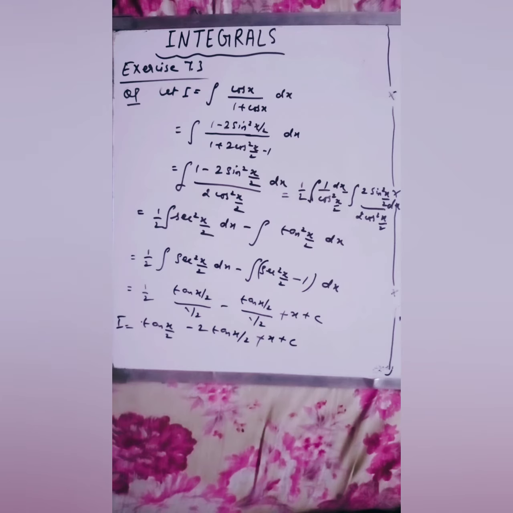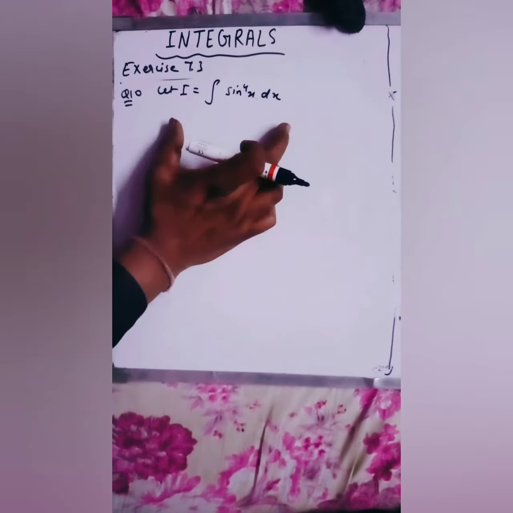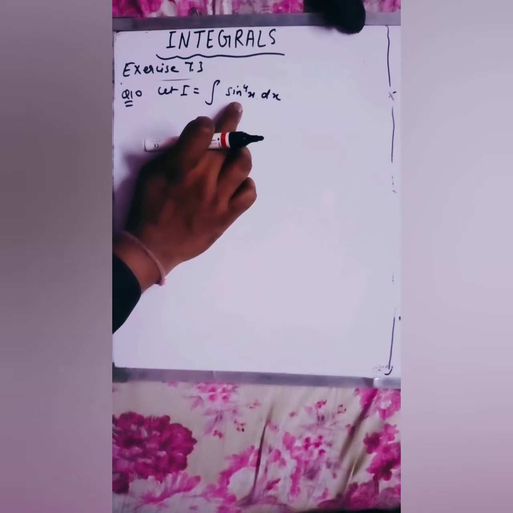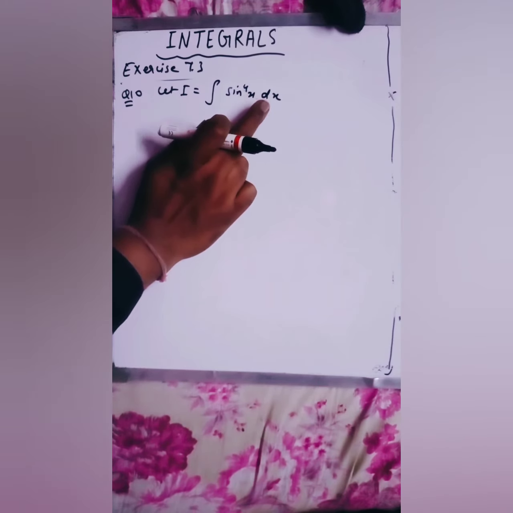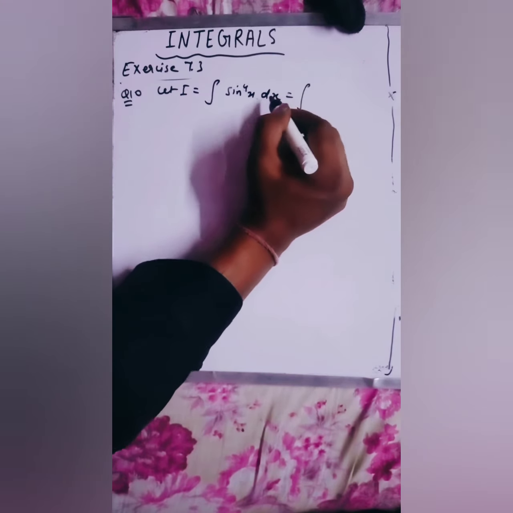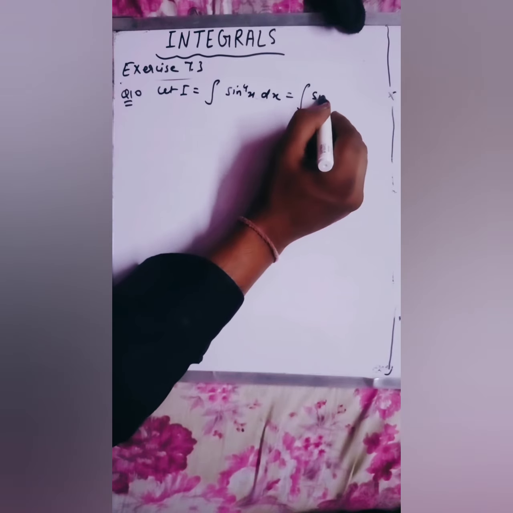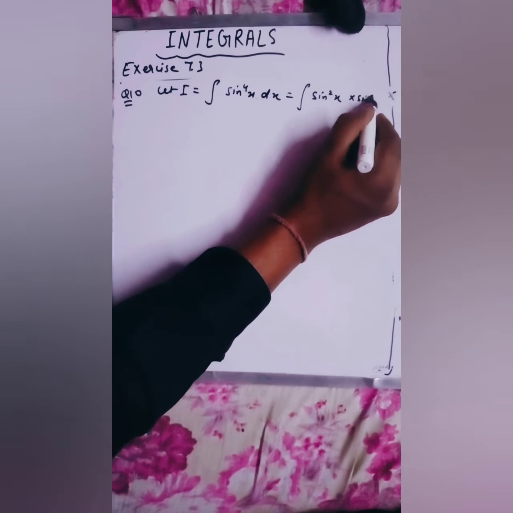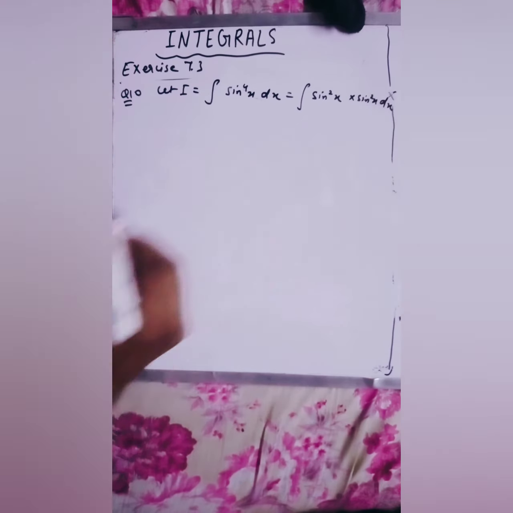So note it down. Now see, this is your question number 10. Here I is given to us, which is sine raised to power 4x into dx. So in this question what you have to do, I am splitting this sine^4 x into sine square x into sine square x into dx.